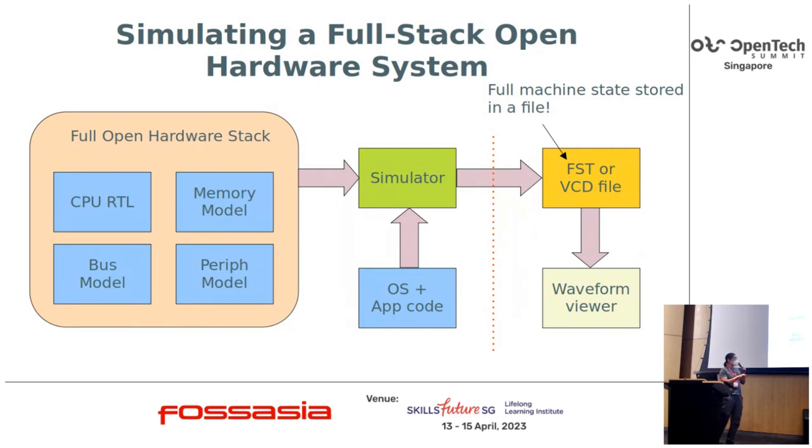We combine it with our OS and application code as it just loads another artifact for that. And this grinds for a while and produces a file that contains all the machine state from reset to the point of interest, right? So it's like multiple gigabytes of data, but it has everything the machine has done, all the decisions that were made up until that point. And then you can go ahead and dig through that with a waveform view later on.